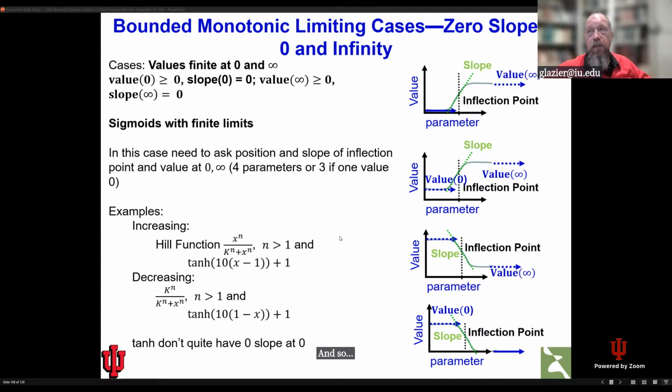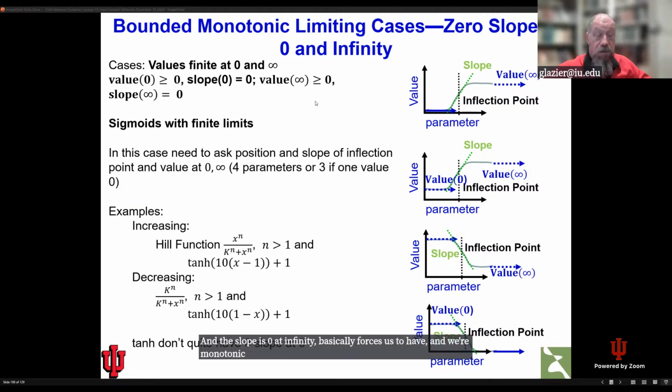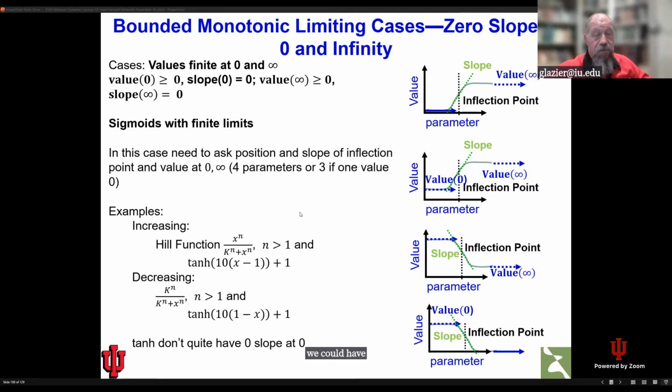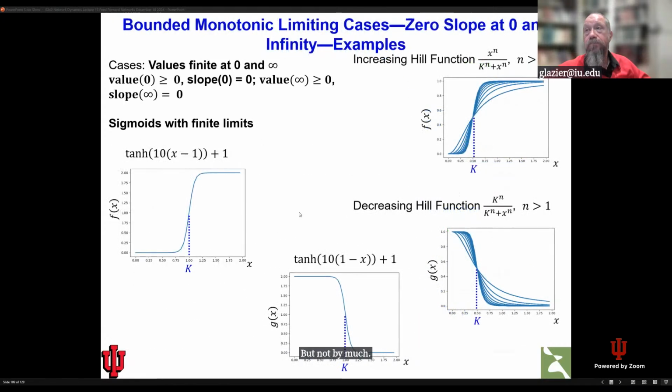So the constraint that the value is finite at zero and infinity, and the slope is zero at infinity, and that we're monotonic, basically forces us to have a Hill function. We could have something that's slightly different from a Hill function, but not by much. And so that was the example that we had there.